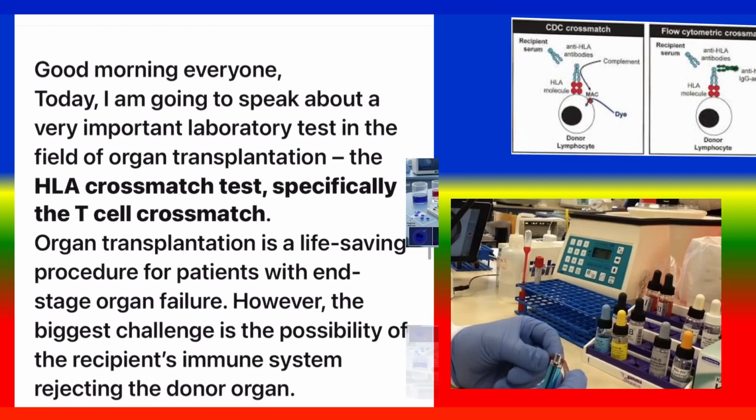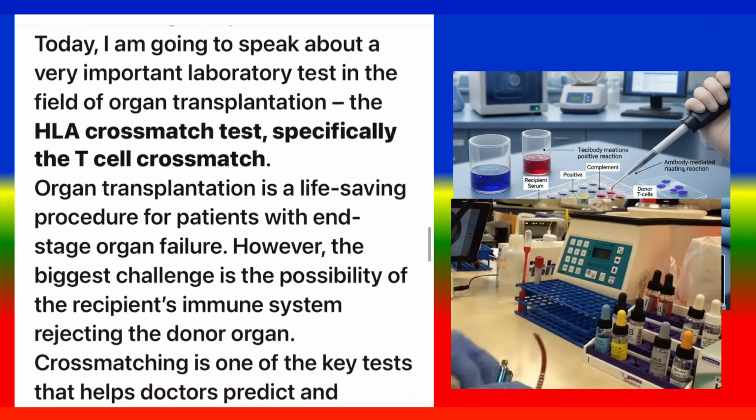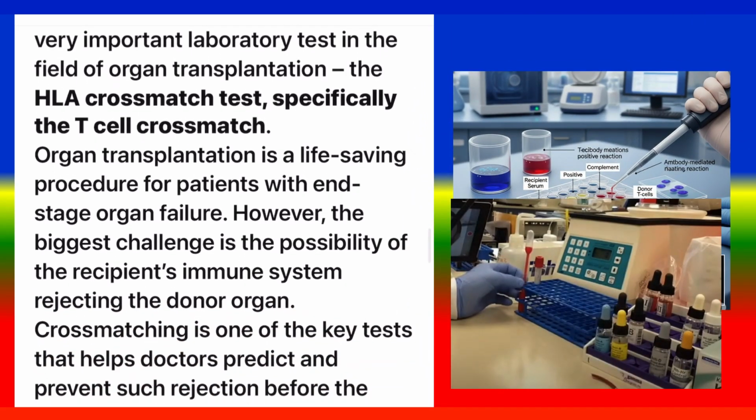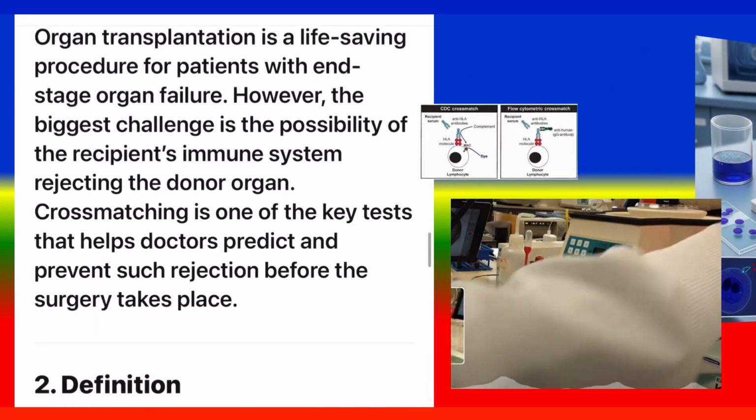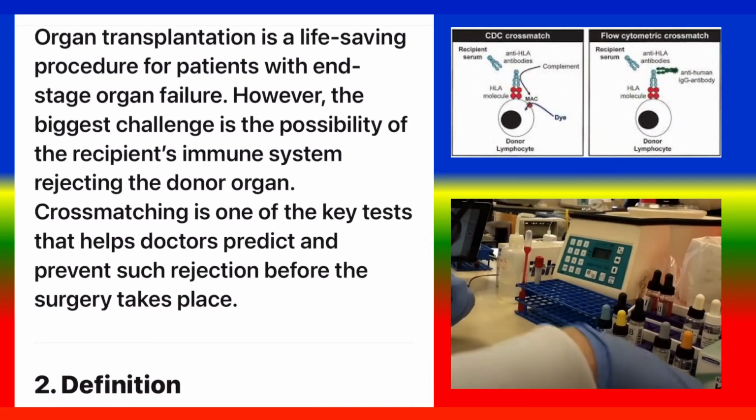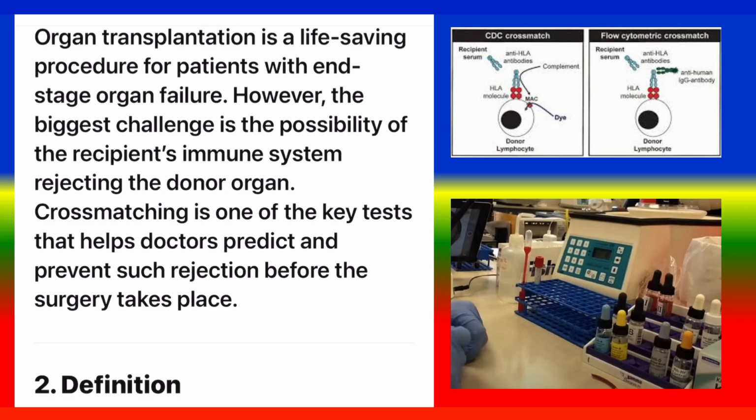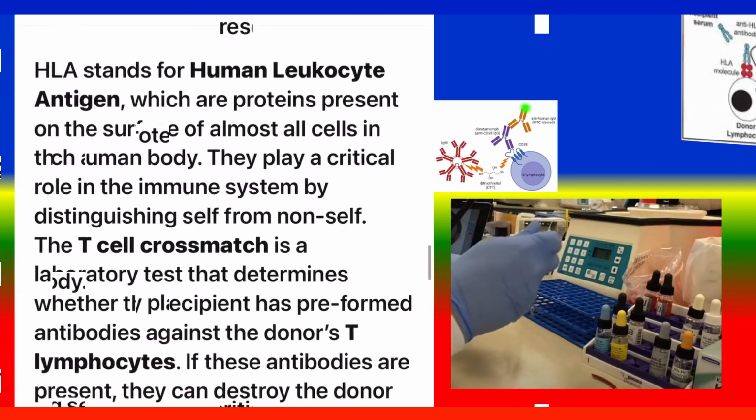Organ transplantation is a life-saving procedure for patients with end-stage organ failure. However, the biggest challenge is the possibility of the recipient's immune system rejecting the donor organ. Cross-matching is one of the key tests that helps doctors predict and prevent such rejection before the surgery takes place.